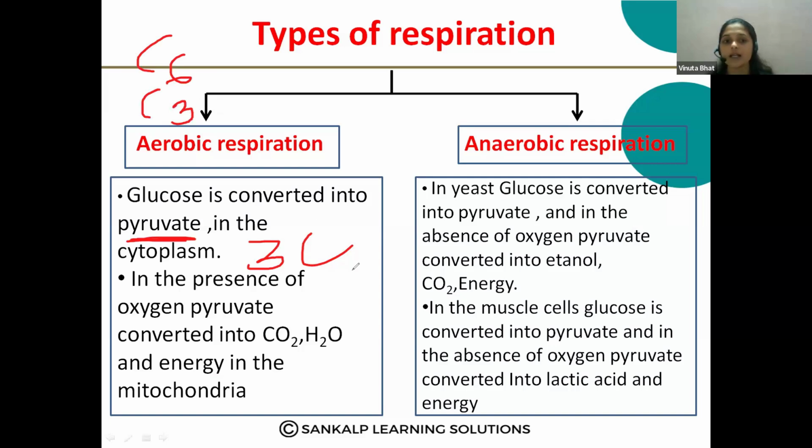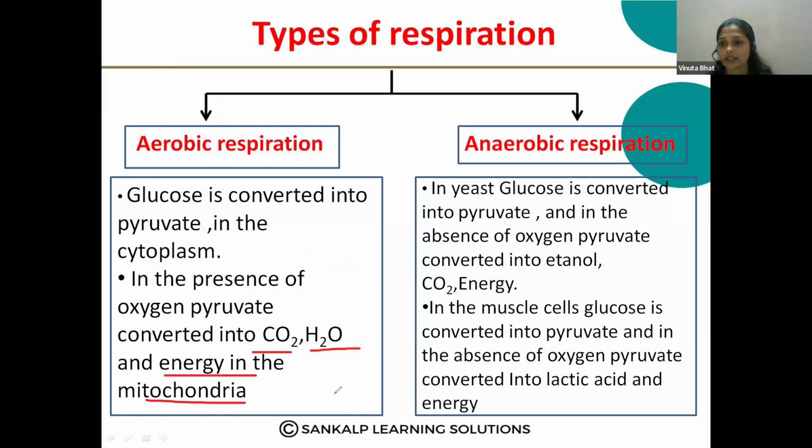This 3-carbon molecule pyruvate, in the presence of oxygen, is converted into carbon dioxide, water, and energy in the mitochondria. You know that mitochondria is called the powerhouse of the cell. So this is aerobic respiration.